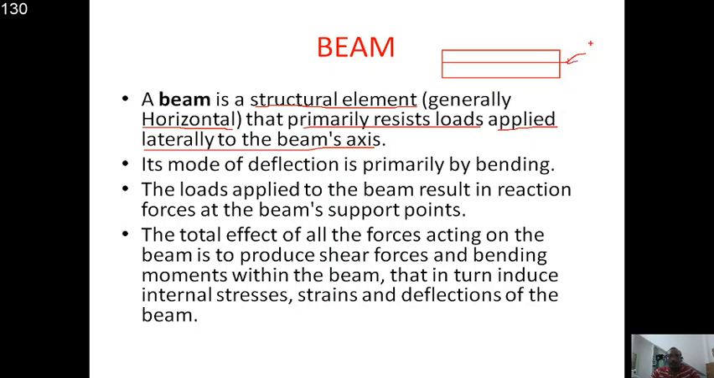This one is the beam axis. Let us say this is the axis, right? And what is the beam? This one will be the beam. A beam has some axis which might be somewhere in between the beam element, right? So if the loads are, here it is saying that loads are applied laterally to the beam's axis.